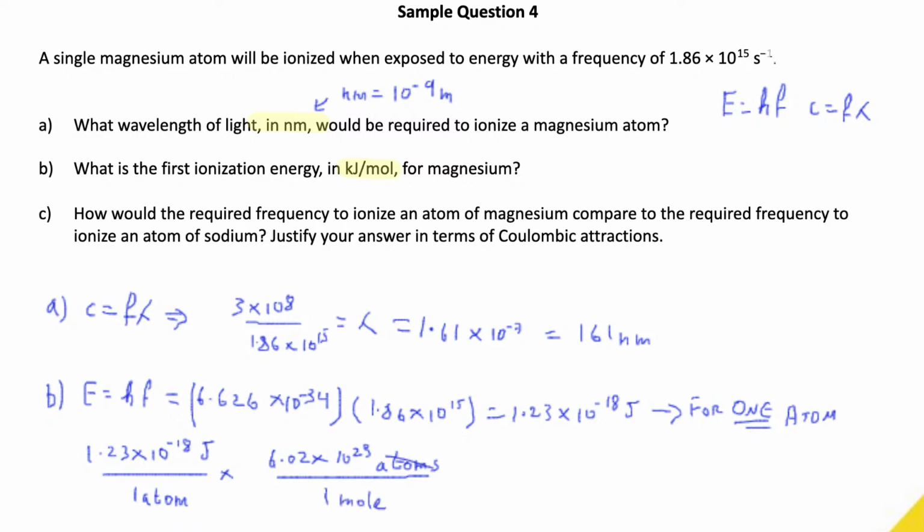So notice that my atoms cancel out. Okay, so now I have joules per atom, and I'm going to multiply it by 1 kilojoule over 1,000 joules. And now my joules cancel out. So what I'm going to get as my final answer, if you put it in your calculator, is 740 kilojoules per mole. Okay, and that is your answer for part B.